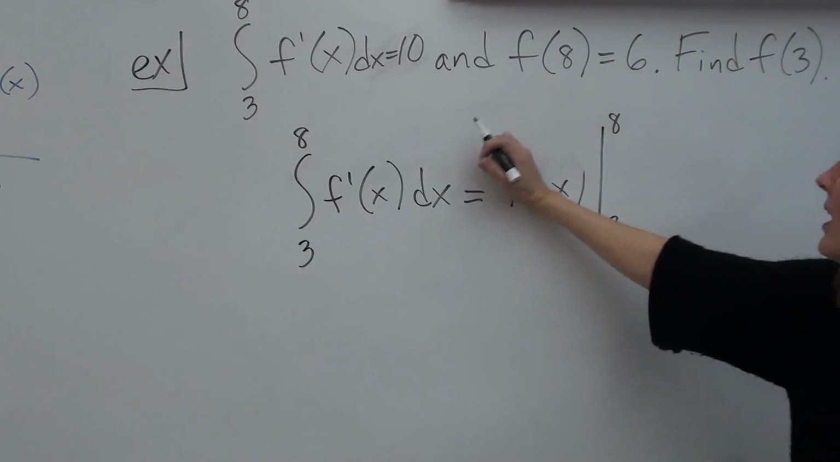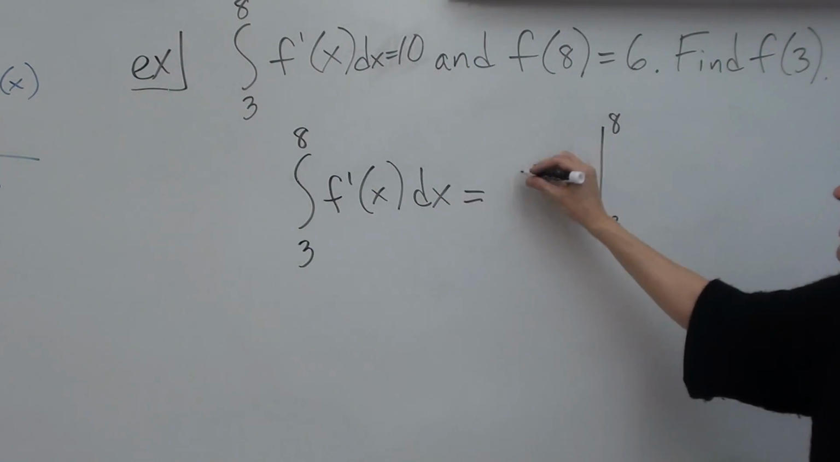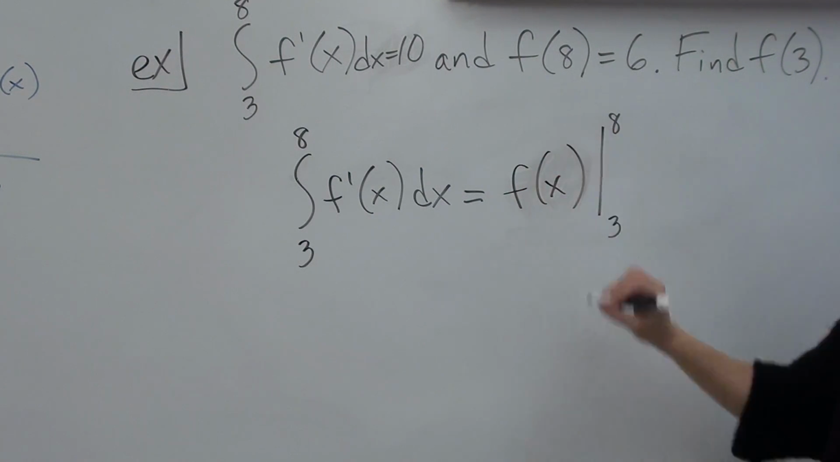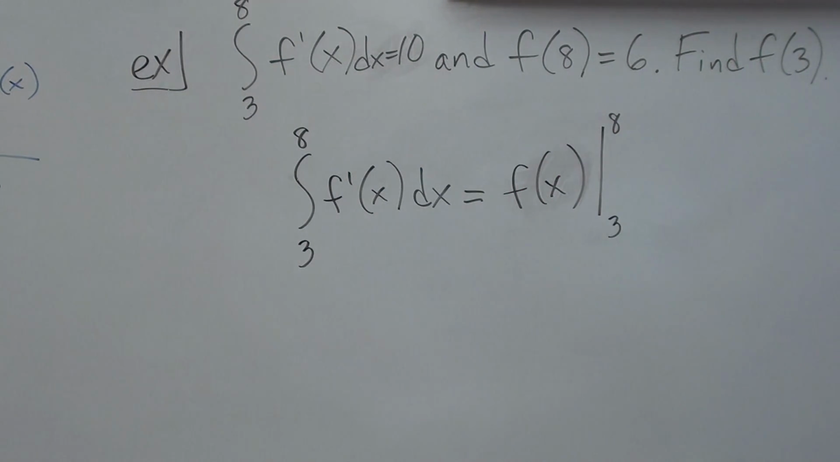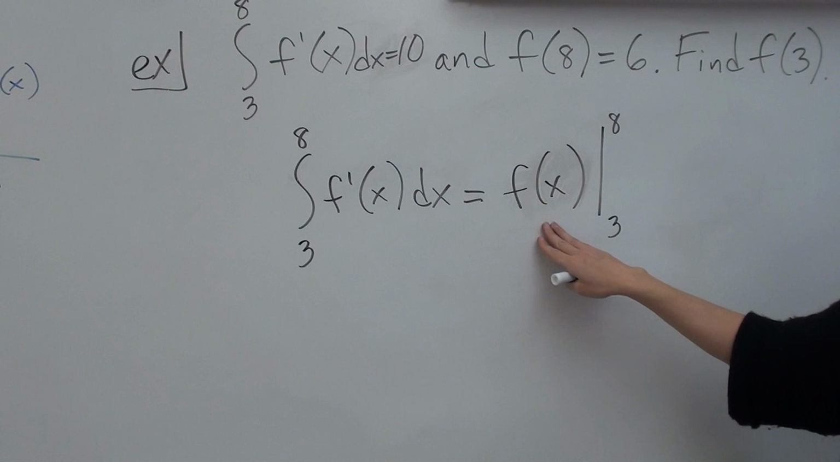Oh, I'm sorry. This is why I need to shut off the camera. This is f. Okay. There we go. See, the missing dx just completely fried my brain. This is f prime. The antiderivative would just be f.